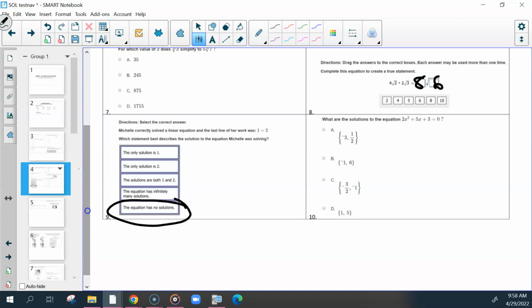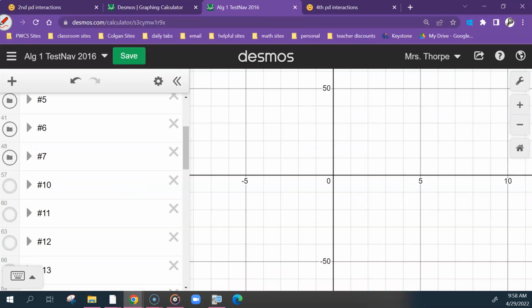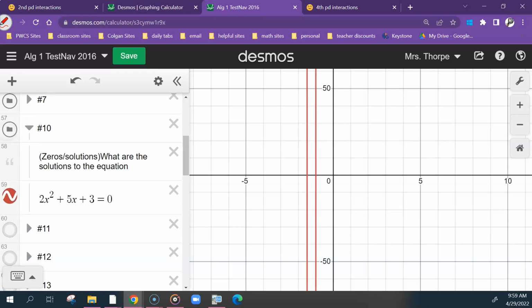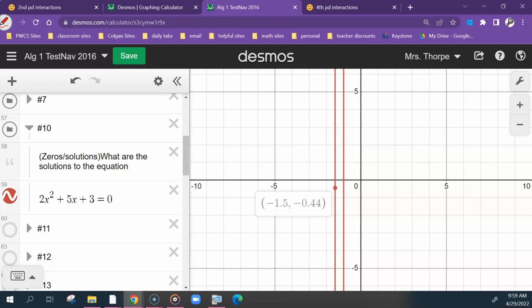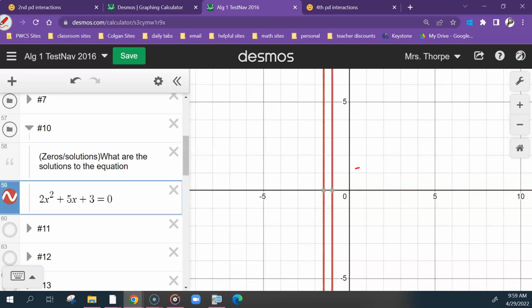Okay. Number 10, we've been talking about solutions, but that's something you could do in Desmos. And then I think we'll do 11, 12 real fast because that's just me showing you that. So for 10, you put that into Desmos. This is really simple. This is a U shape. But you would look for the solutions where they cross the x-axis. And that would be your answer.